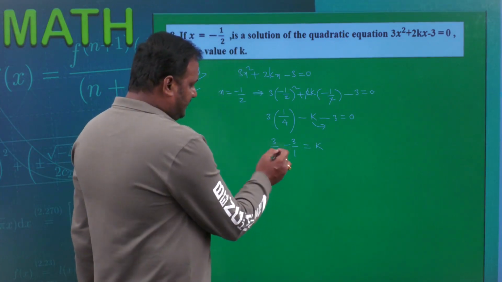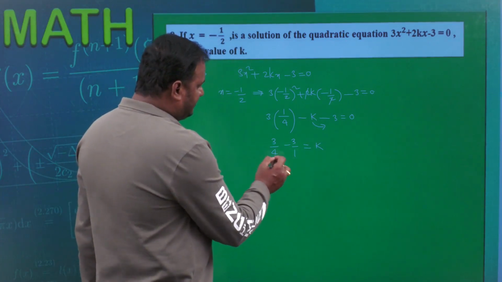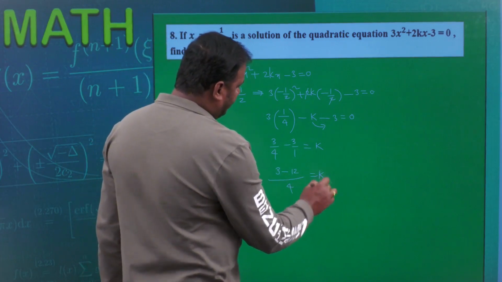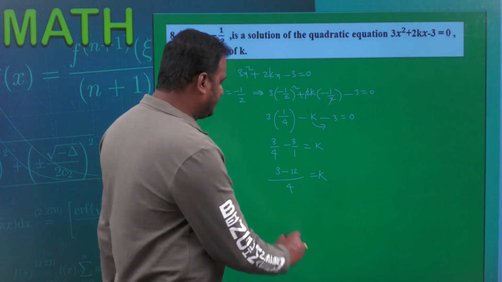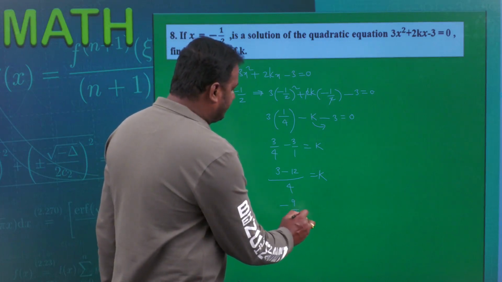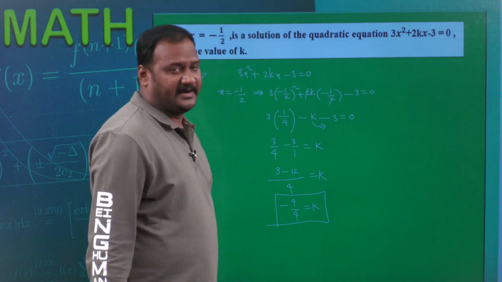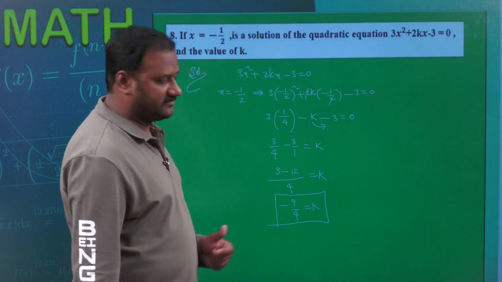Correct? On simplifying, 1 3s are 3 minus 4 3s are 12, divided by 4 1s are 4, is equal to k. What is 3 minus 12? It is going to be minus 9 divided by 4, which is the value of k. Therefore, k is equal to minus 9 divided by 4. Right?